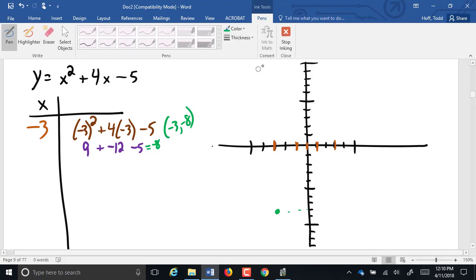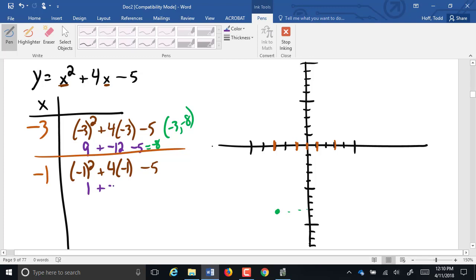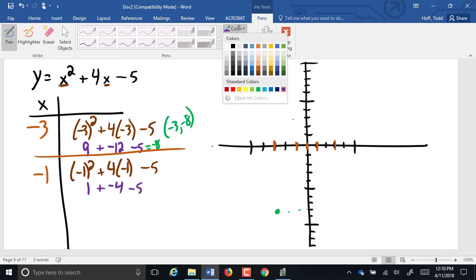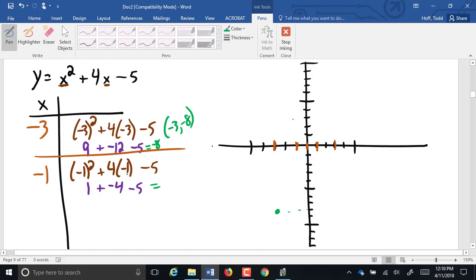Let's do the -1. Well, if x is -1, y becomes -1 squared plus 4 times -1 minus 5. Again, just replacing x with -1. Well, -1 squared is 1. 4 times -1 is a -4, and then still minus 5. 1 plus -4 is -3. Minus 5 is a -8. Gives us an ordered pair of -1 for x and -8 for y. So -1, -8 is right there.